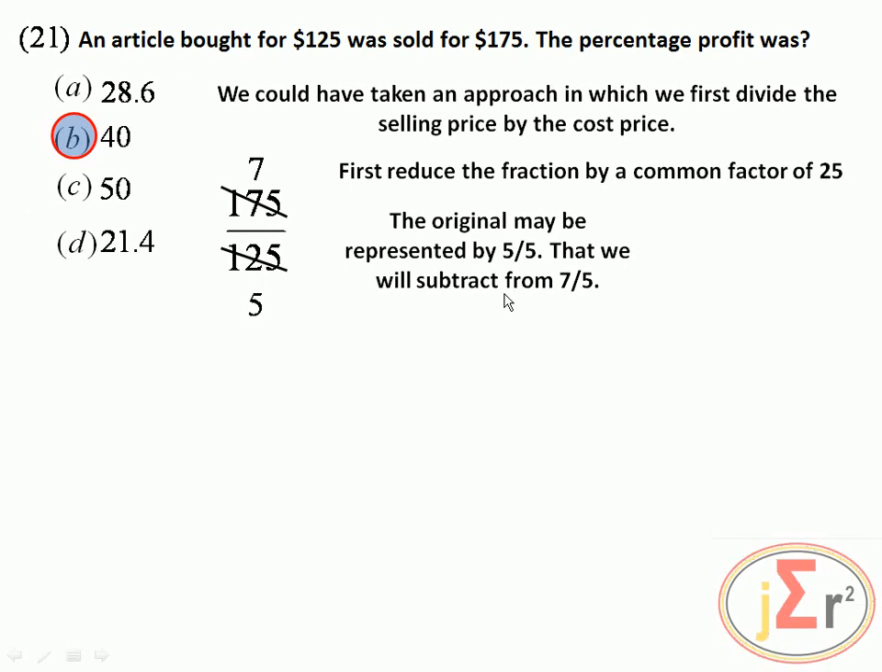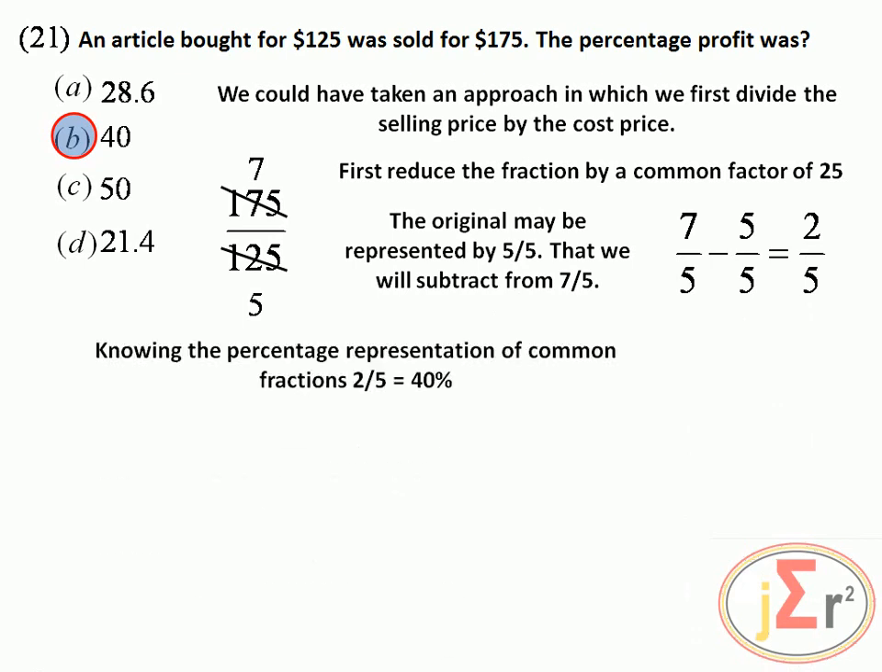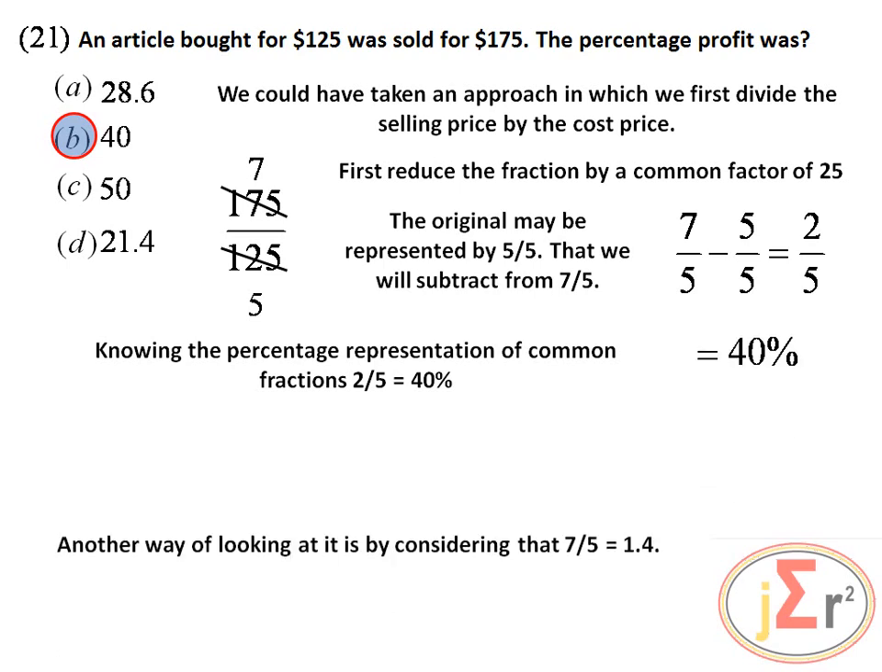So the profit will be represented by 2/5, because the original, which is 1 whole, is 5/5. So 7/5 minus 5/5 is equal to 2/5. Knowing the percentage representation of common fractions, because we should know that the percentage representation of 2/5 is 40%. And that confirms our answer, but we are not done yet.